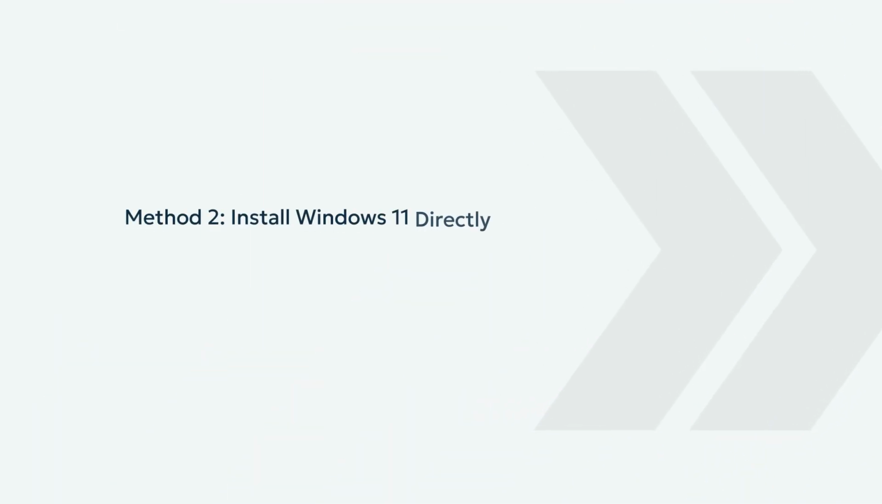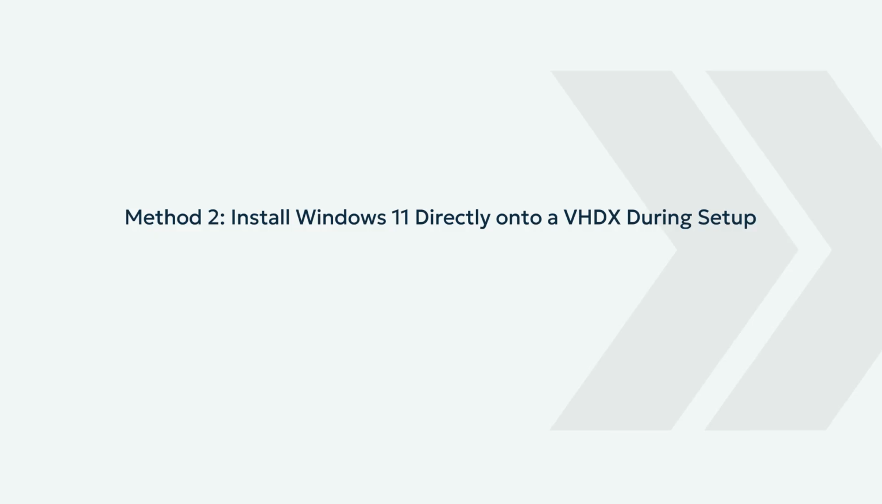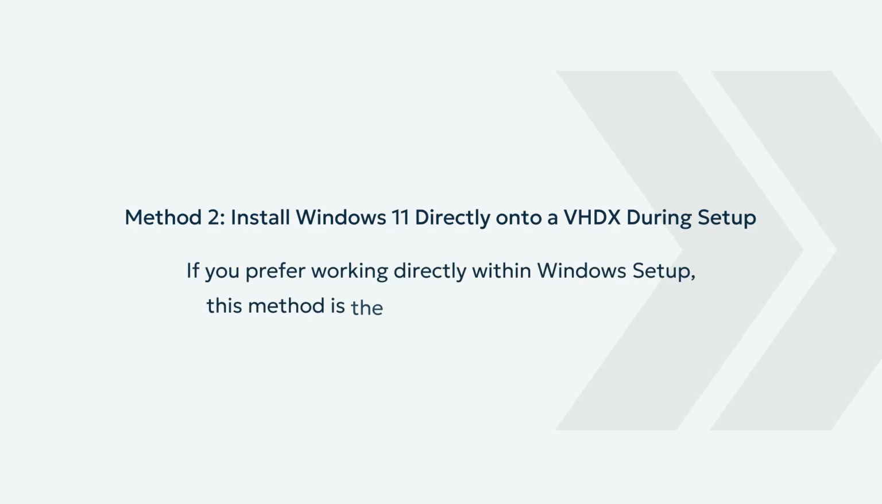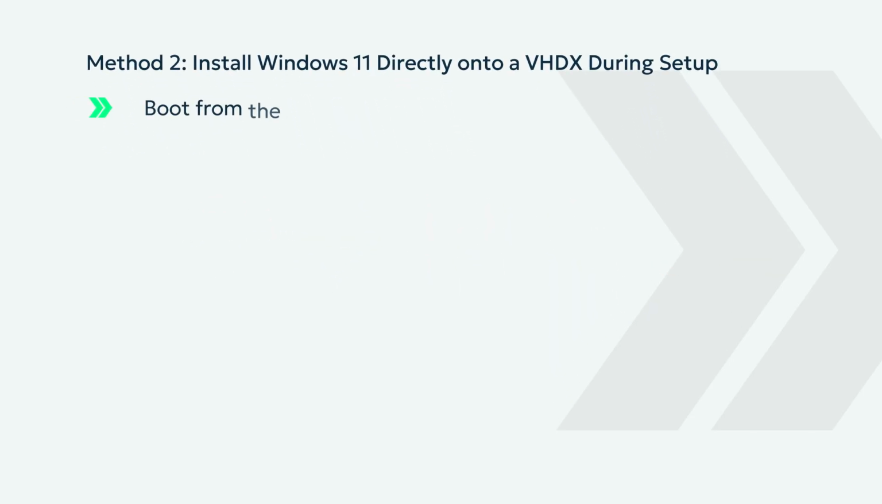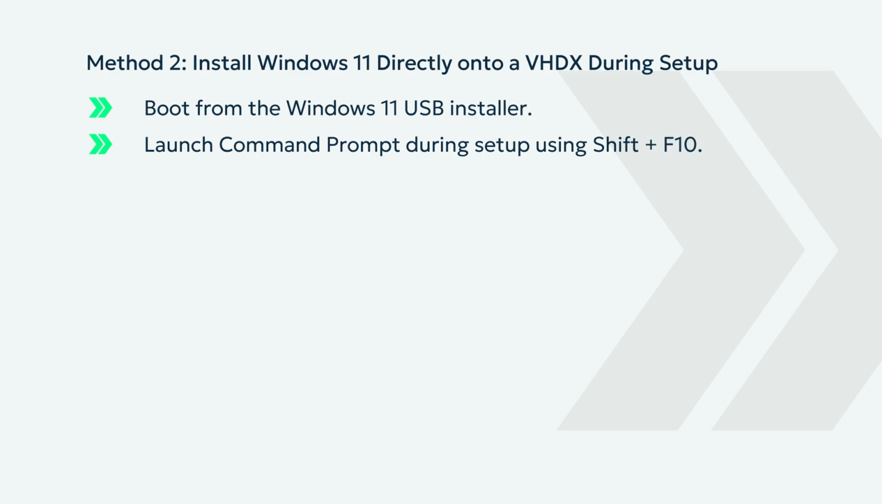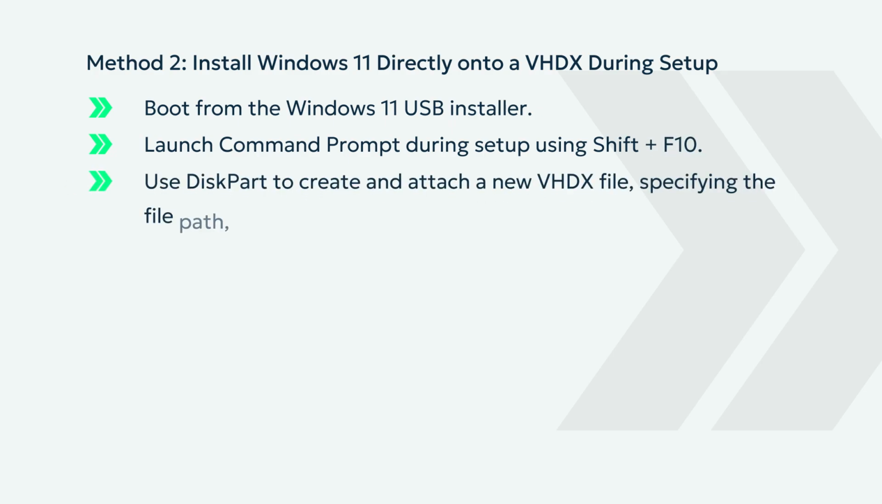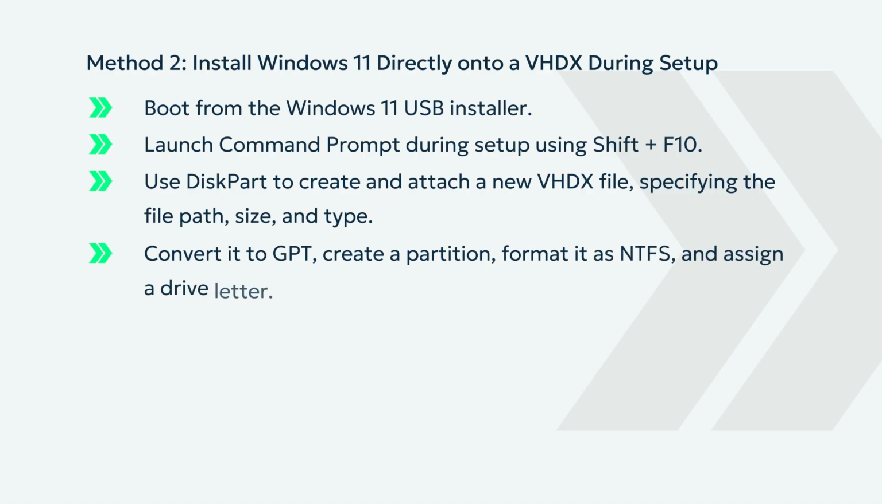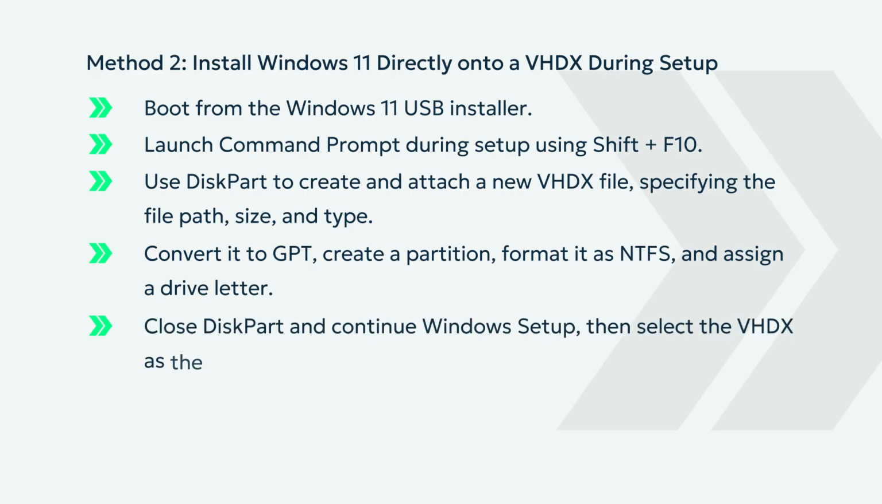Method 2: Install Windows 11 directly onto a VHDX during setup. If you prefer working directly in Windows Setup, this approach is faster and more straightforward. Boot from your Windows 11 USB installer. Launch Command Prompt using Shift+F10 during Windows Setup. Use diskpart to create and attach a new VHDX file. Specify the file path, size, and type. Then, convert it to GPT, create a partition, format it as NTFS, and assign it a drive letter. Once done, close diskpart and continue Windows Setup.